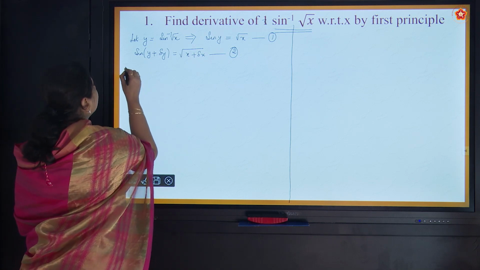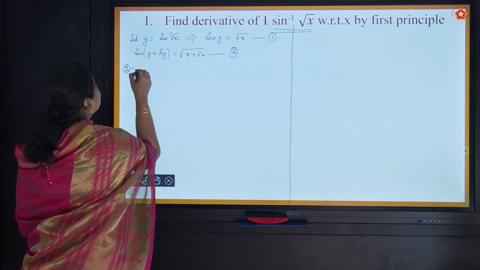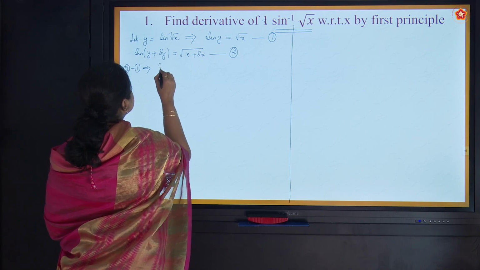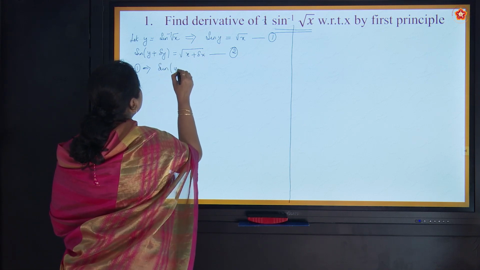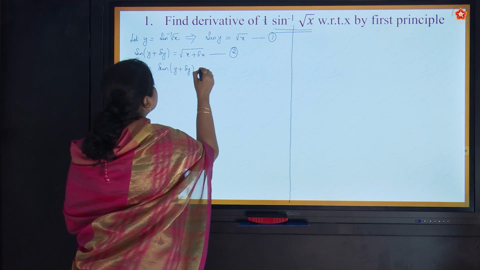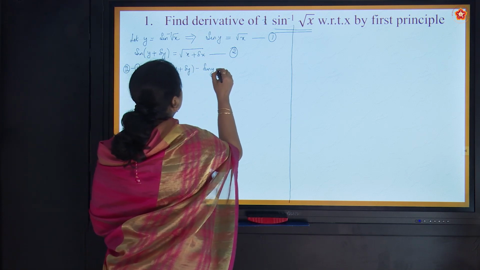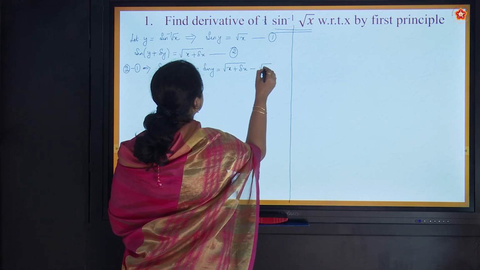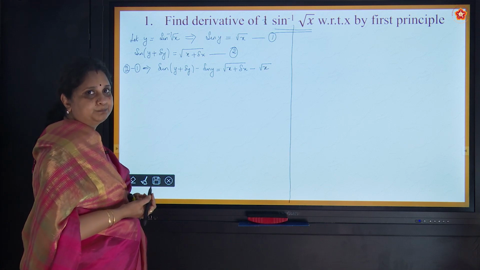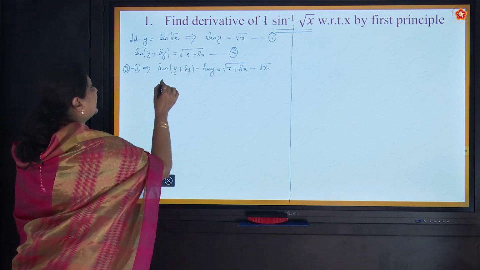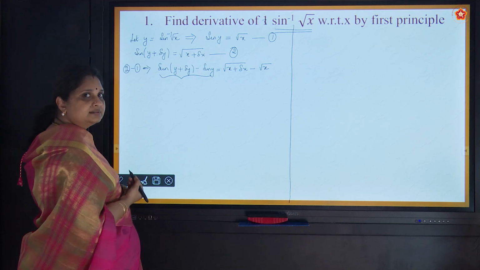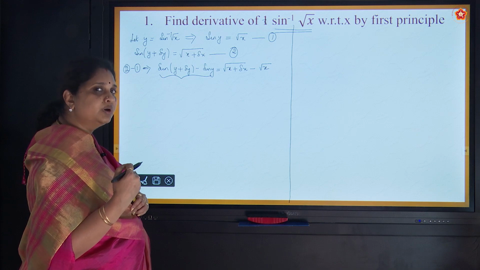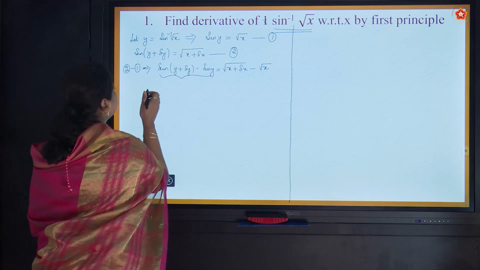Now, what we are going to do is find the increment, 2 minus 1. Let's subtract the left hand sides first. Sine of y plus delta y minus sine y will be equal to root of x plus delta x minus root x. Now, how do I proceed? I don't have many choices, but I can see sine c minus sine d here. You all very well know sine c minus sine d is 2 cos of c plus d by 2, sine of c minus d by 2. Let's apply that.